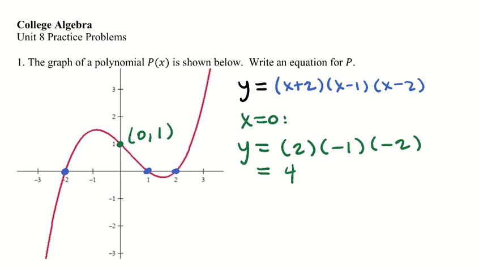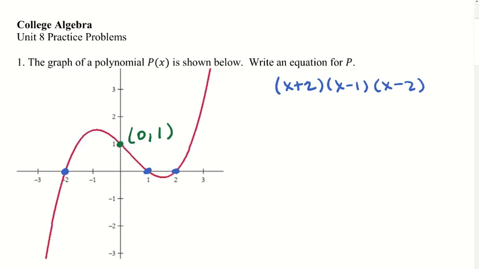So you think to yourself, what could I do to this equation to make sure that when I plug in 0, I get 1? If I'm getting 4 and I want to get 1, I'm going to divide by 4. So I'm going to go back in and clear all this stuff out, and I'll say p of x is equal to this thing multiplied by 1/4, so that we can fit that y-intercept.